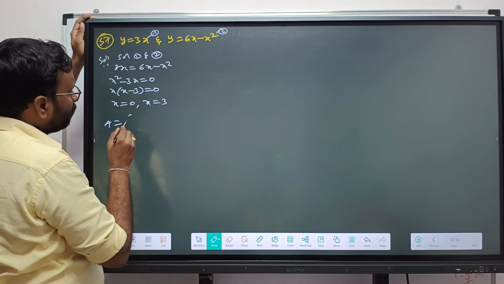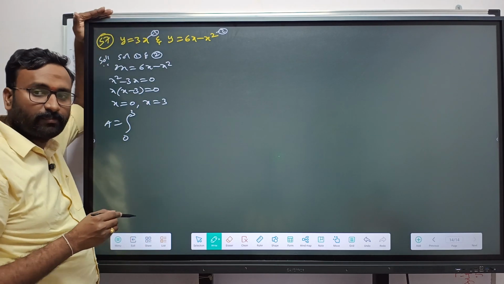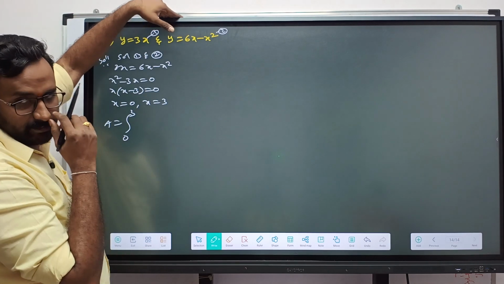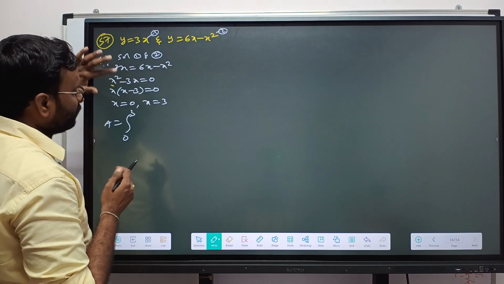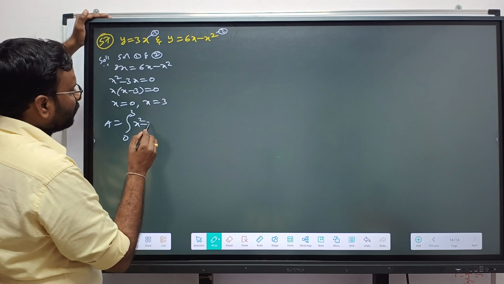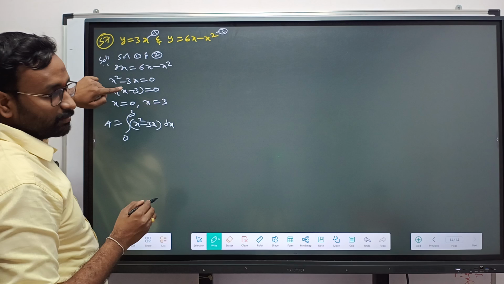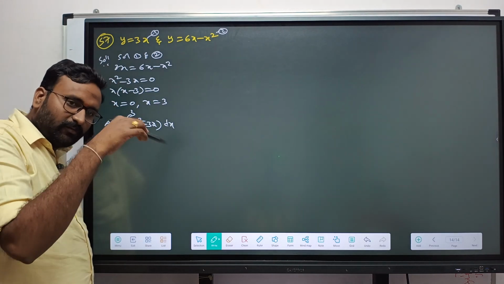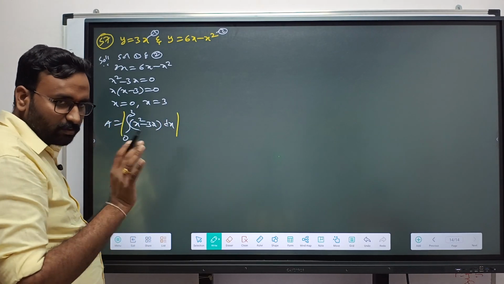Now the area A is equal to 0 to 3. This minus this or this minus this you can do, but apply mod. So I am writing this minus this, or this minus this, your wish. Already after solving these two, you are getting what? x square minus 3x. You can use directly that. I am using here x square minus 3x into dx. This minus this I did here, that only I am using here. If we get negative, then we will apply mod for all. Otherwise, no need. Or you can apply mod, no problem, not wrong.